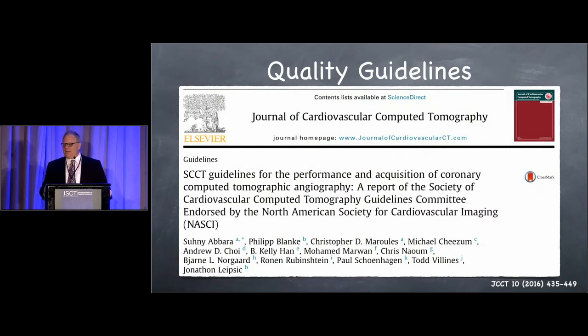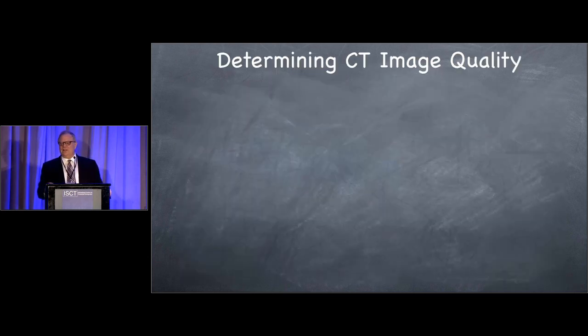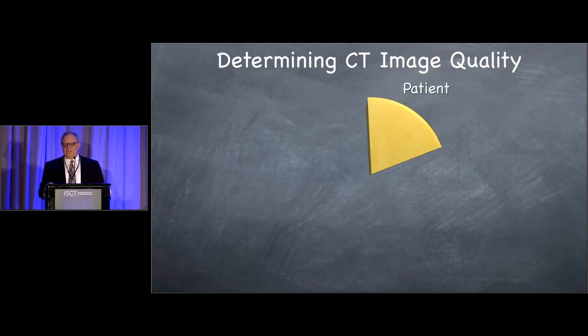I just want to put this slide up here. The Society of Cardiac Computed Tomography has put forward some performance standards for the acquisition of coronary CTA. You might have a look at this article, which has a lot of specifics that I won't have a chance to talk about. So determining CT image quality, I really see 6 primary factors.